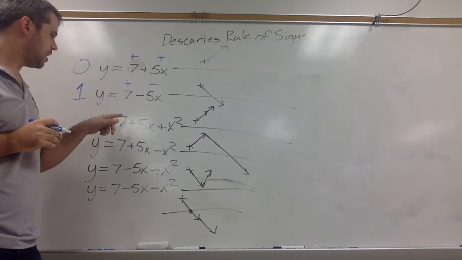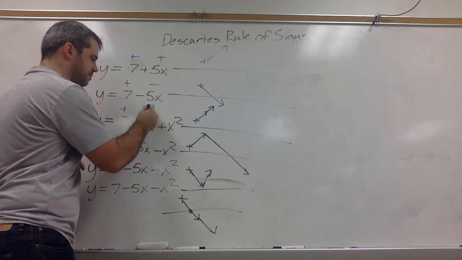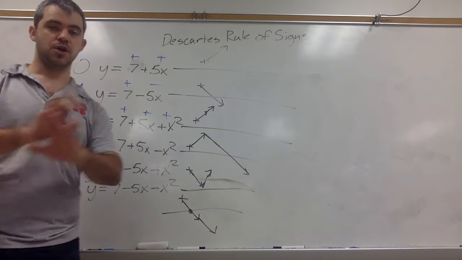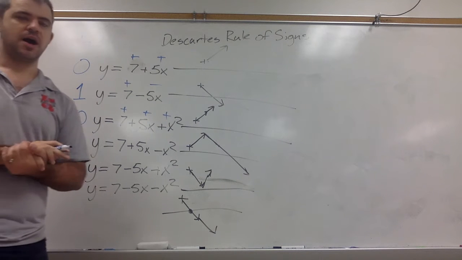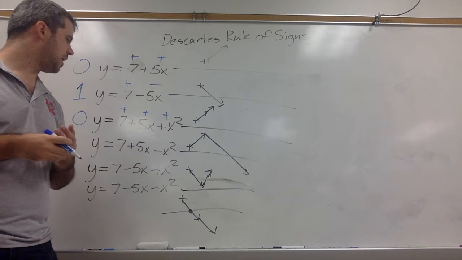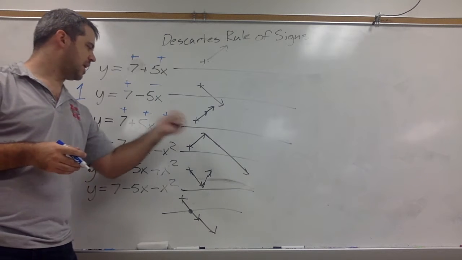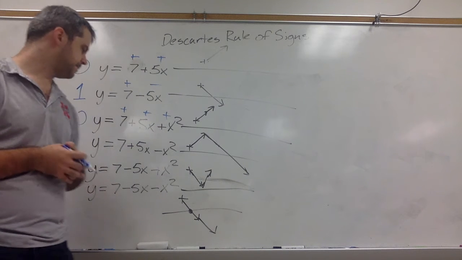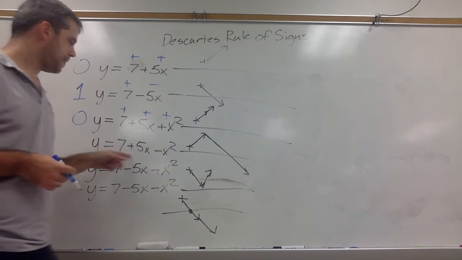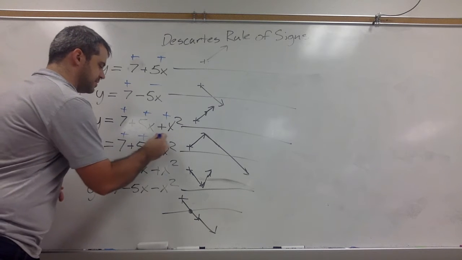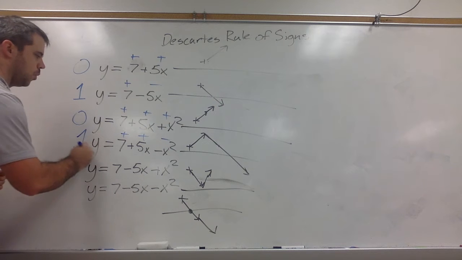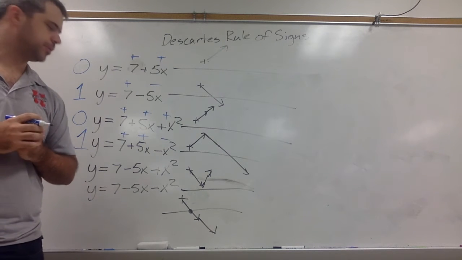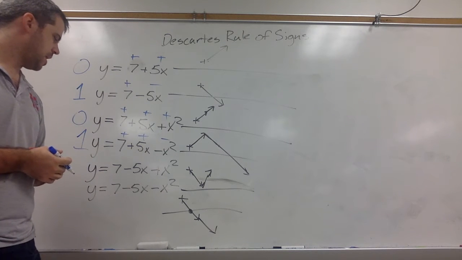Okay. Here we have positive, positive, positive. No sign changes whatsoever. We have 0 positive real roots. Here I've got positive, positive, negative. I have 1 sign change. So this would be 1 real positive root.